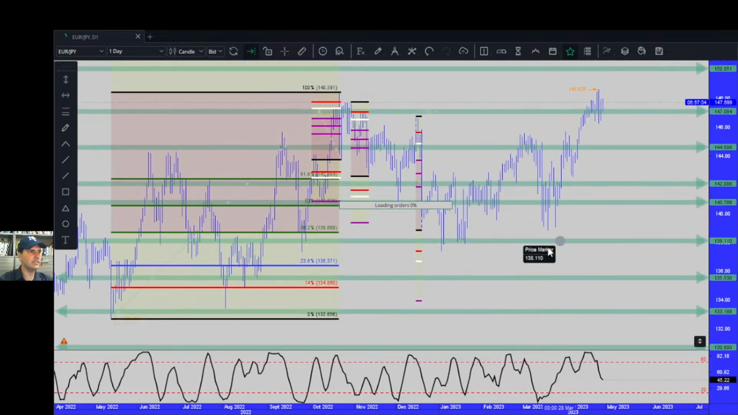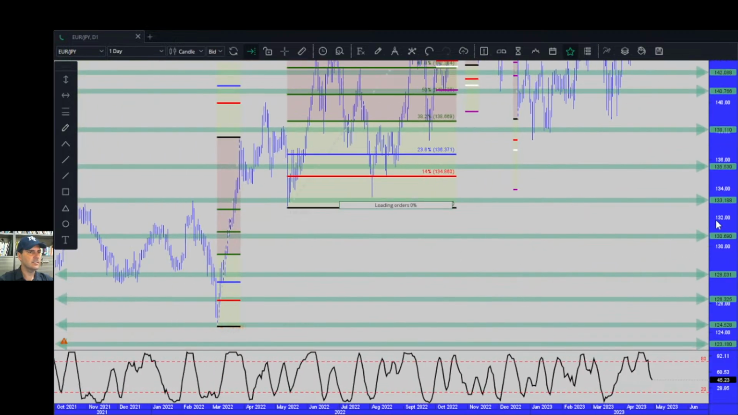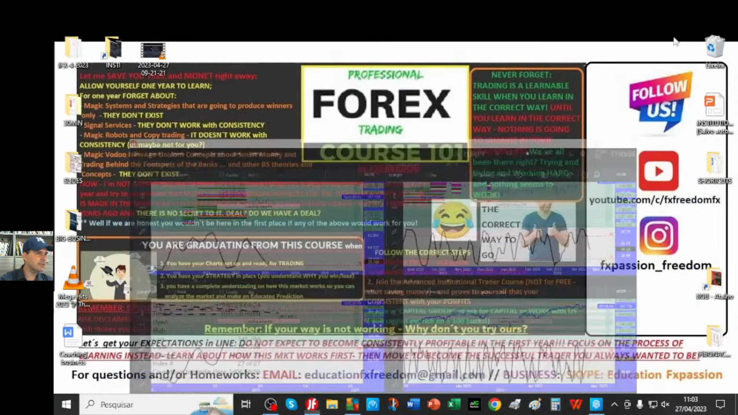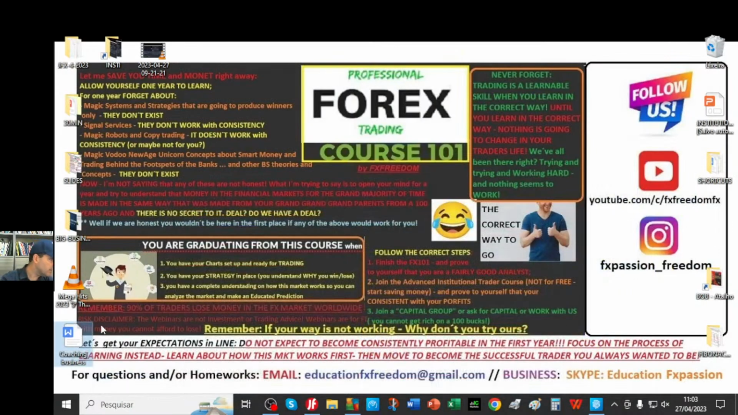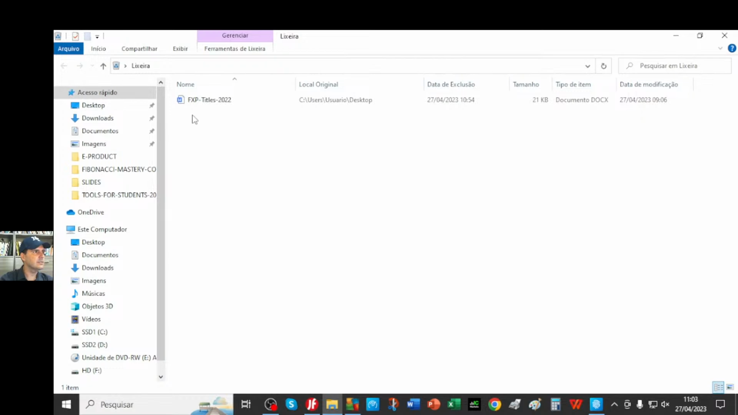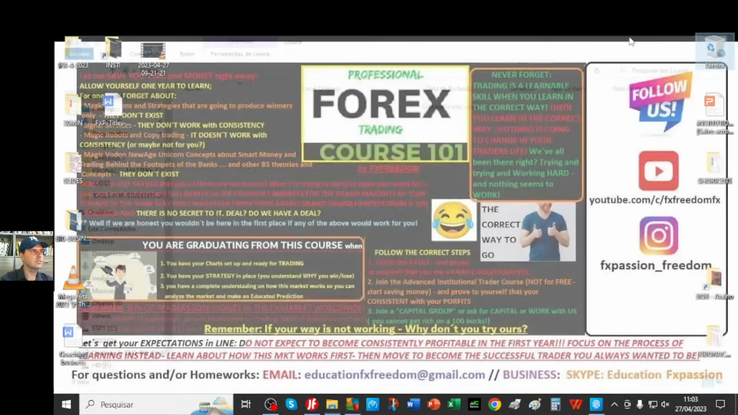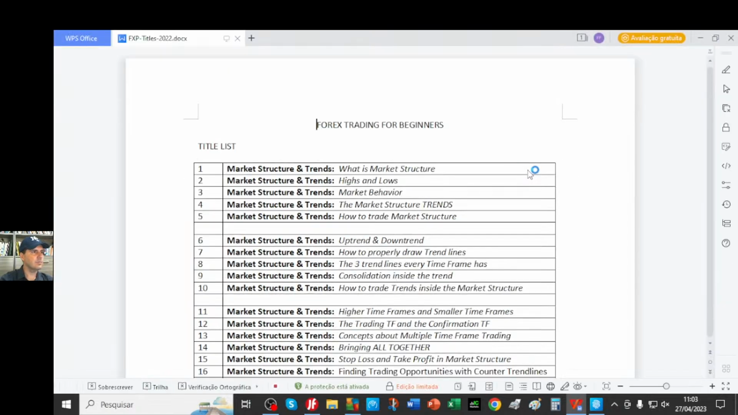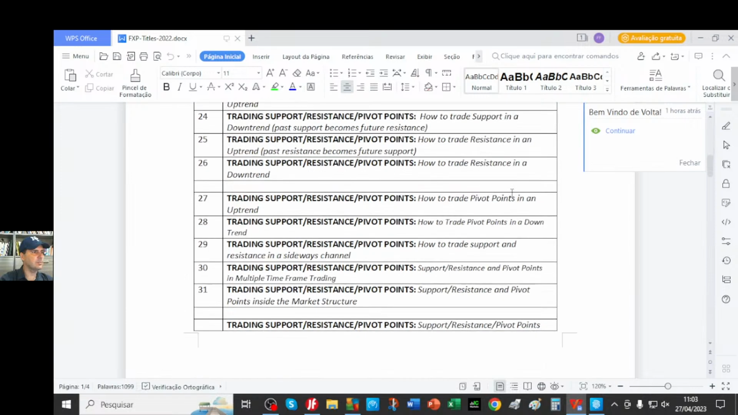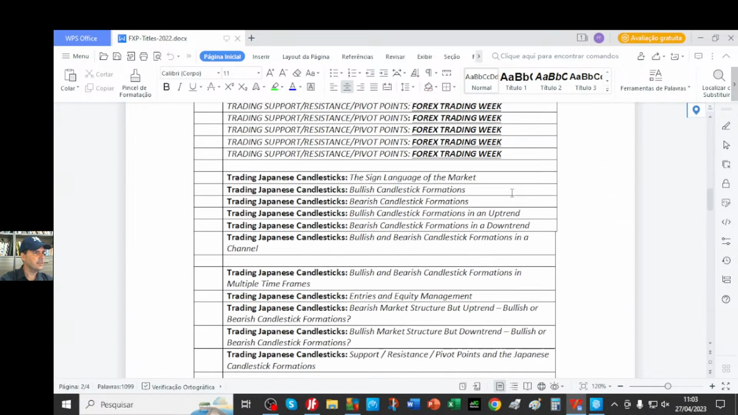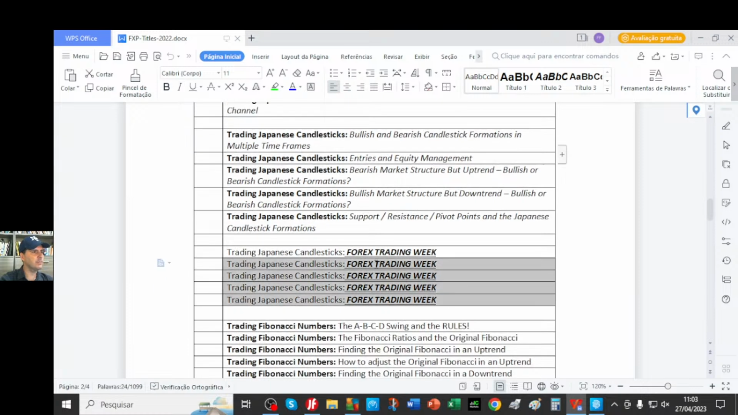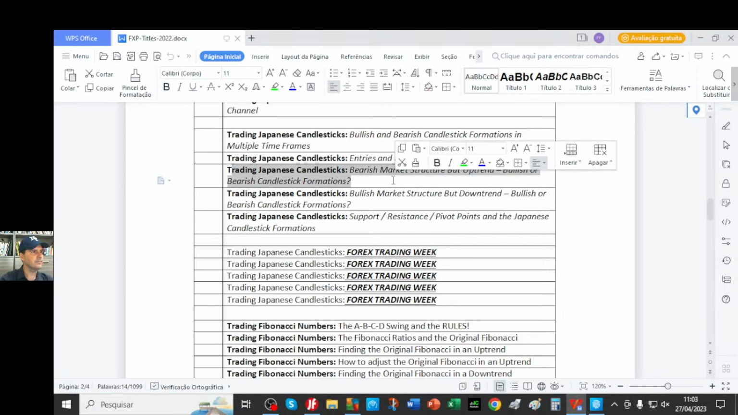Fibonacci's are coming, everybody, next week. I was checking the titles list today. Fibonacci's are coming, we've done this one. Candlestick formations. Well, we're going to have a forex trading week in between. We're going to trade candlestick formations. So we are here, everybody.